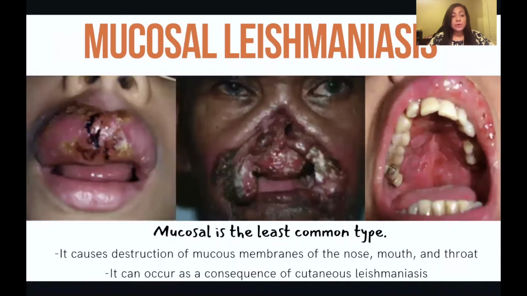The mucosal form is far less common. It is destruction of the mucosal membranes of the nose, mouth, and throat. It can actually occur as a consequence of cutaneous Leishmaniasis.